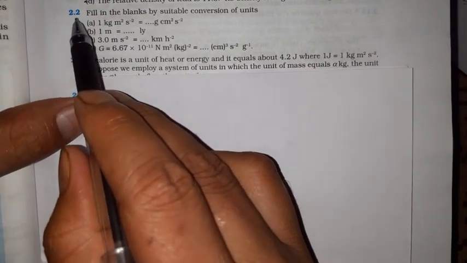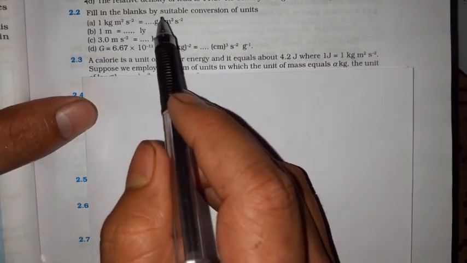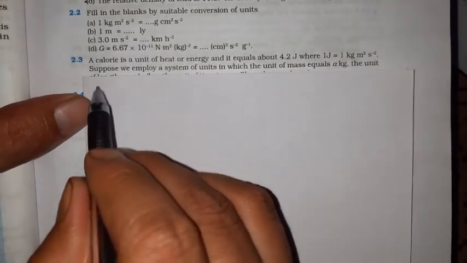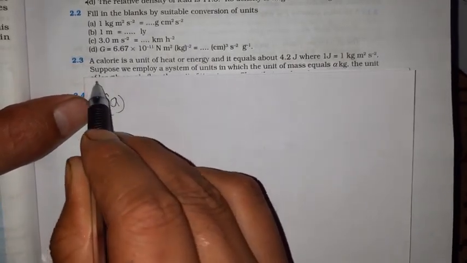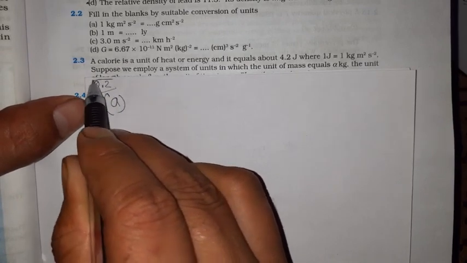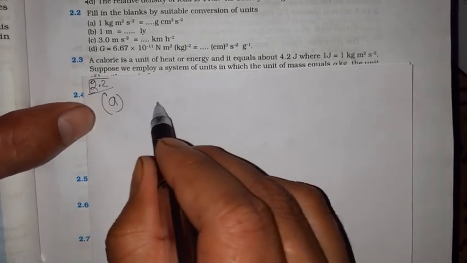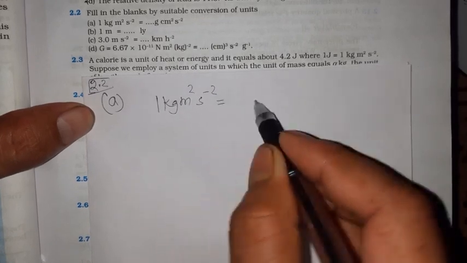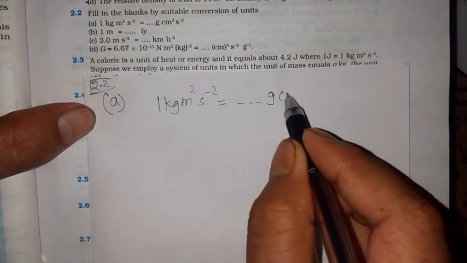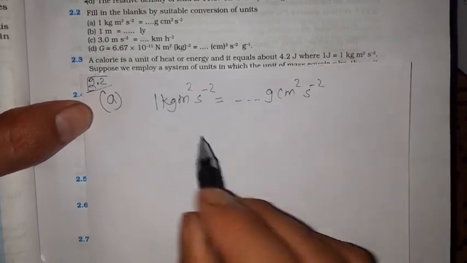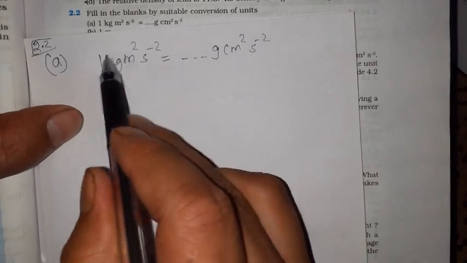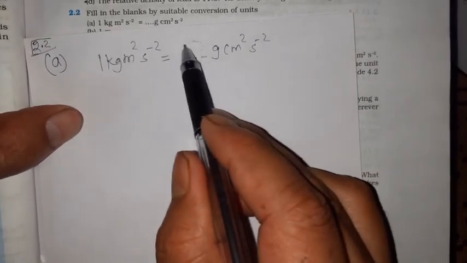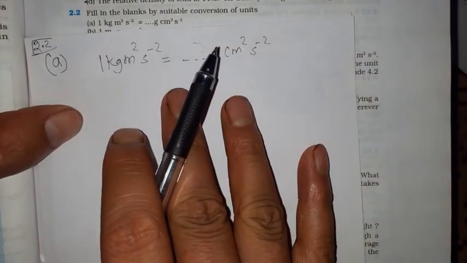Okay, now in the next question, student, fill in the blank by suitable conversion of unit. So the first is given to us. So the A part of this second question I am going to take over here. They are saying that 1 kilogram meter square per second square is equal to dash gram centimeter square per second square. So they are saying that we are converting this standard unit into the CGS unit. Okay, so what will the number be over here?